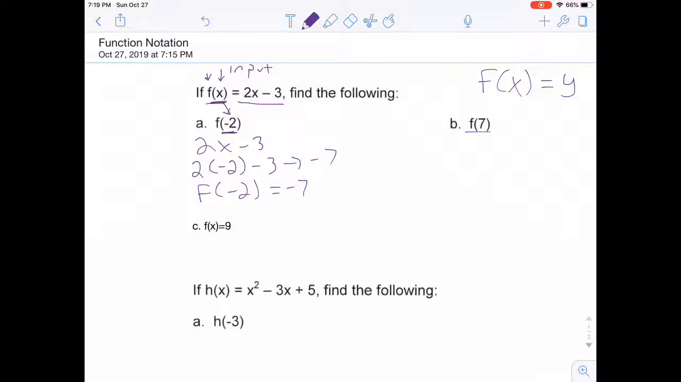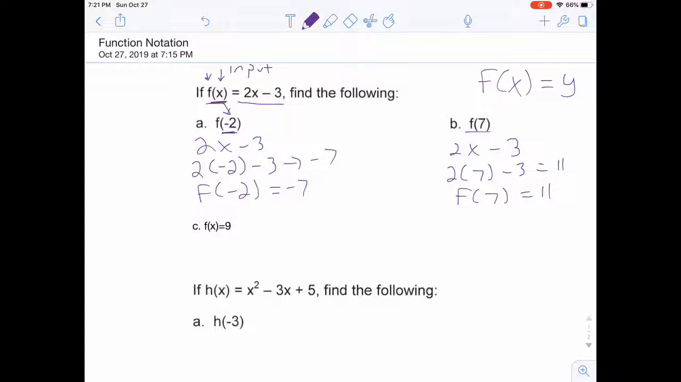If I had f of 7 here, that means I'm going to input 7 for x. So 2 parentheses 7 minus 3. Again, plugging this into the calculator, 2 times 7 is 14, minus 3 is 11. So I would have f of 7 equals 11.